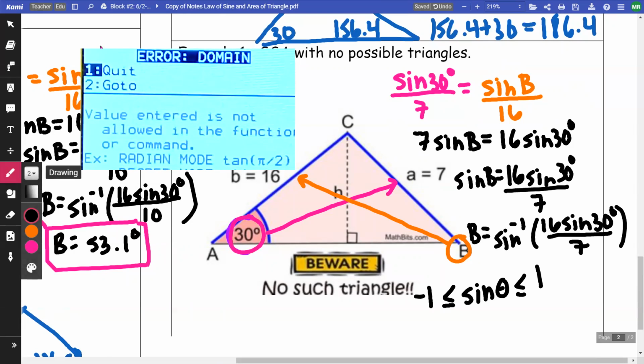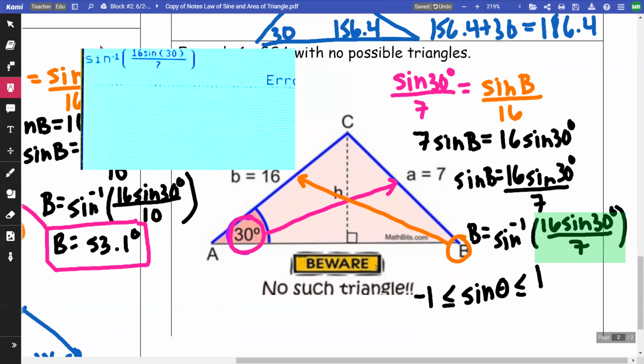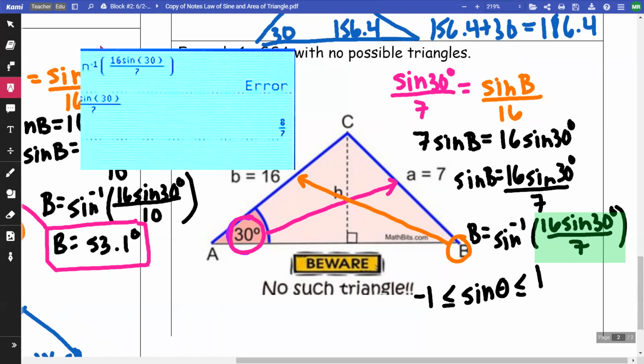So if I take a look at this, let me highlight it. If I put that into my calculator, I'm going to quit, do second and enter. This time I'm going to get rid of this sine inverse, hit delete, and make sure I have my parentheses. Okay, and hit enter. So I'm just computing what I was taking sine inverse of, and that is 8/7.